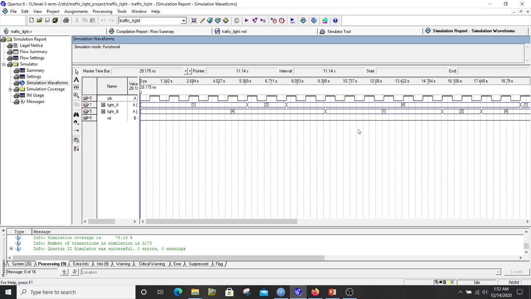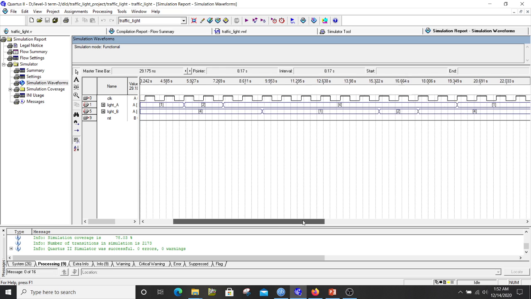So for the next 5 seconds light B will be 1, that means light B will be green and light A will be red. For the next 1 second light B will be yellow and light A will be red, and for the next 1 second light B will be red and light A will also be red, and the process will continue like this. Now if we set reset to 1, then light A will be 1 and light B will be 4, because we have already defined that for reset 1 our state will always be S0. So this is all about part A of our project.